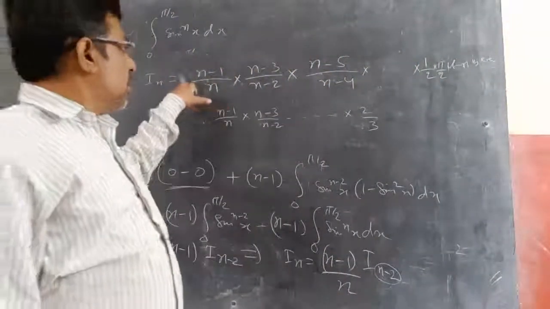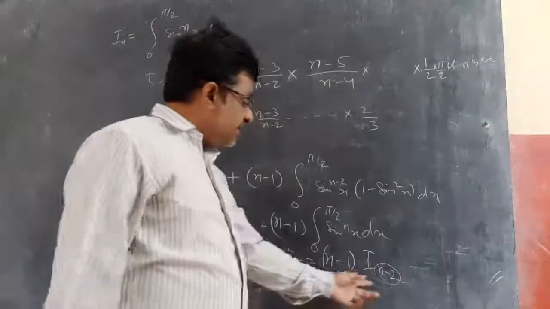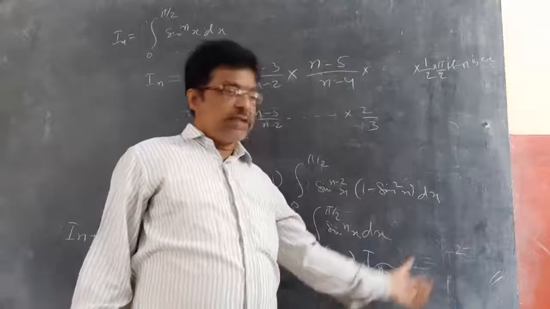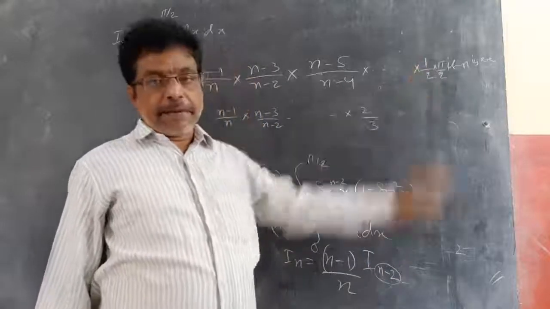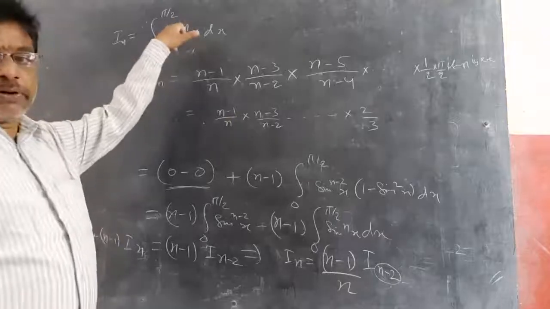If n is even, finally I will get a suffix that is even, since this is already n minus 2. So even means I naught you will get. I naught means pi by 2. Why is I naught pi by 2? Sin power 0 is 1, so integral of 1 dx from 0 to pi by 2 is pi by 2.